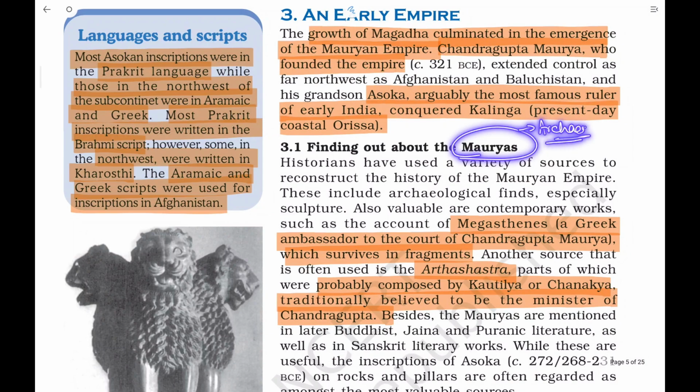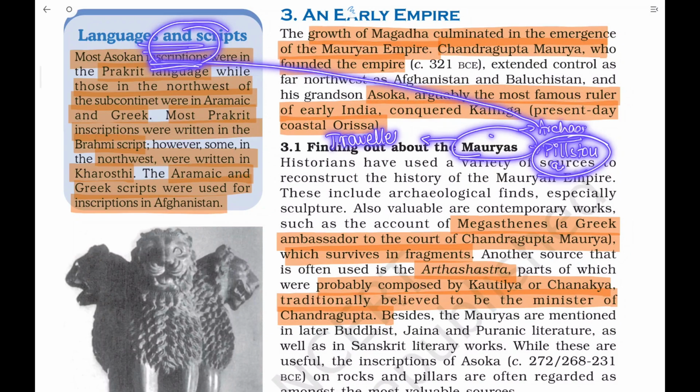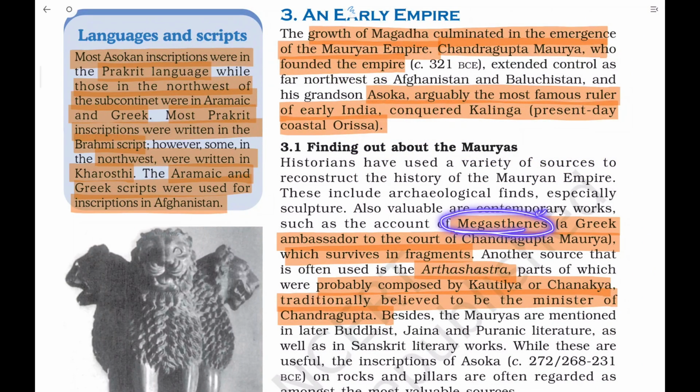Now what are these archaeological sources? First of all, inscriptions. By inscriptions we get to know the information. Then we get information from the pillar inscriptions of Ashoka. Then there are various travelers who traveled from abroad to visit that area. For example, Megasthenes, who came during the tenure of Chandragupta Maurya, and he wrote a book named Indica, which told us about life during the Mauryan Empire. Megasthenes was a Greek ambassador to the court of Chandragupta Maurya, and his account, which survives in fragments, was known as Indica.